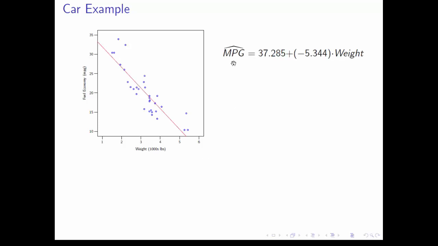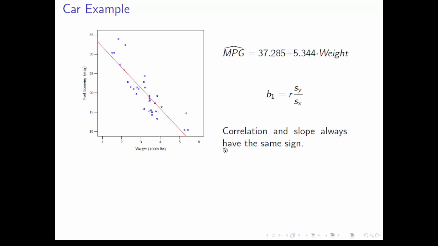So we can say the estimated miles per gallon, remember the hat, is 37.285 plus negative 5.344 times the weight. And by the way, it makes sense that this is a negative association, because this is 1,000, 2,000, 3,000 pounds. The heavier the car, the poorer your fuel economy is going to be. Great. So there's my best fit.